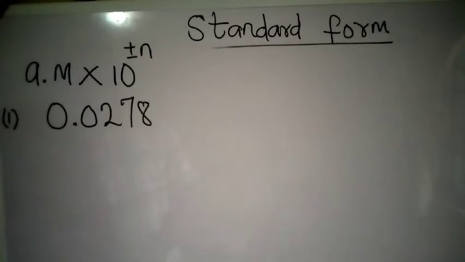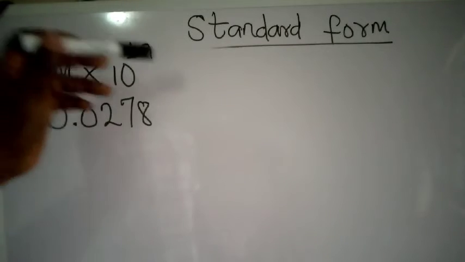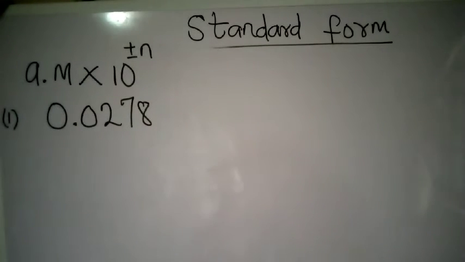The topic we're going to be handling today is standard form. Now, the overall aim of a standard form is to express a number, be it numbers less than 1 or be it numbers greater than 1. The aim is to express it in this form: a.m times 10 raised to the power of either positive or negative n. Now, there are certain rules that should be followed when expressing a decimal number or a whole number in standard form.